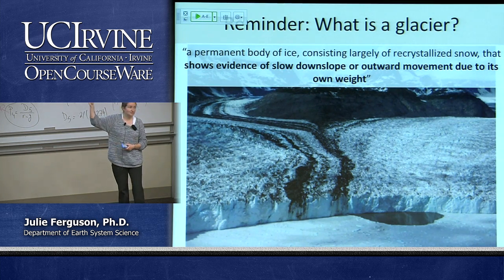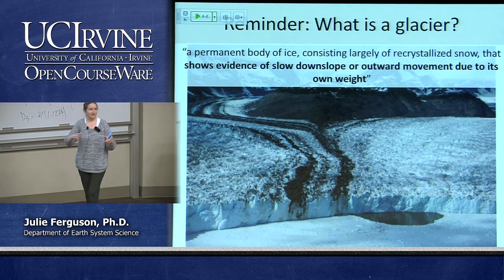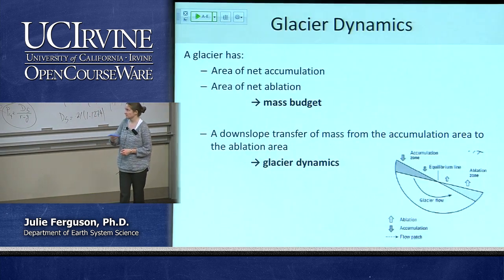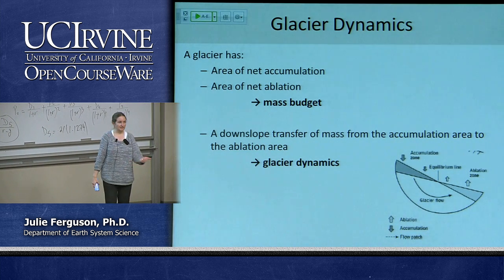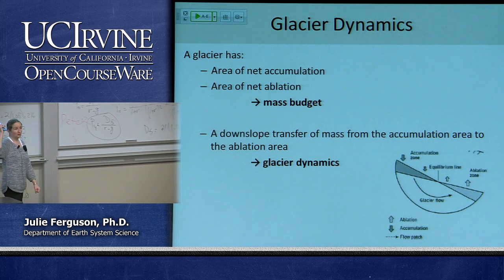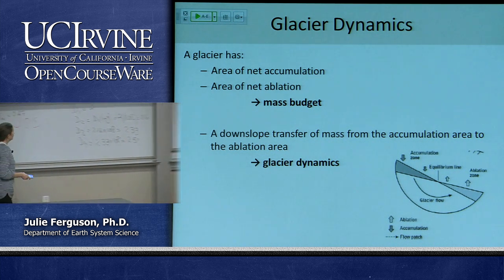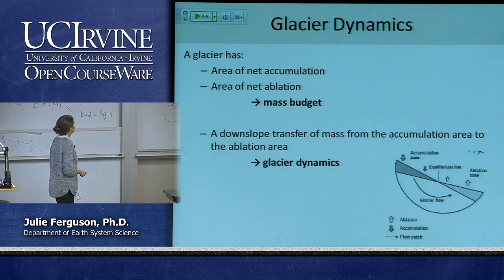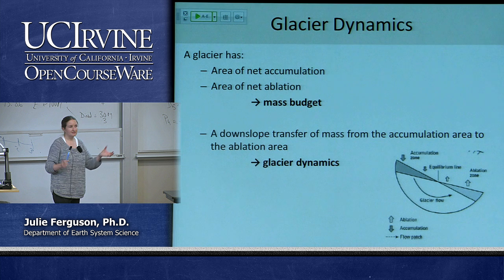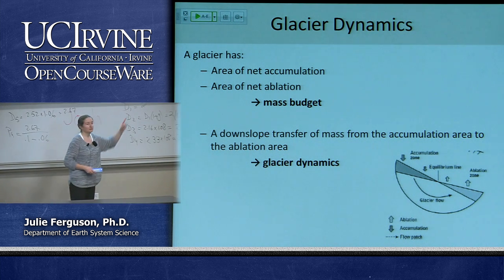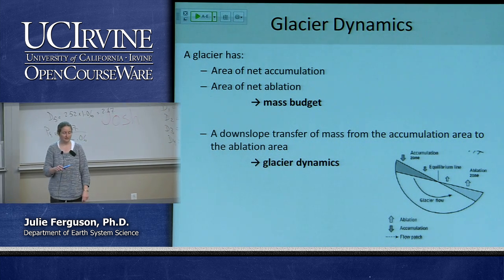And that's our definition of a glacier. It's a solid body of ice, and it has to move under its own weight due to gravity. So a glacier has its area of net accumulation, which tends to be at the top, where we get more snow and colder temperatures, and an area of net ablation, which tends to be lower down, where we have warmer temperatures, perhaps more rainfall. And we have a mass budget which balances those out. But what we haven't really thought about yet is the dynamics, that movement from the accumulation zone to our ablation zone.